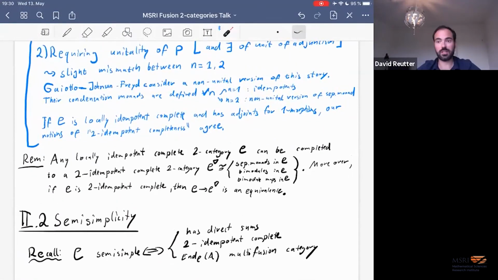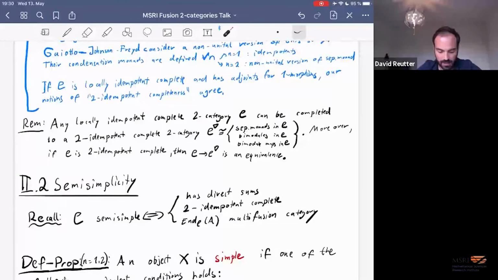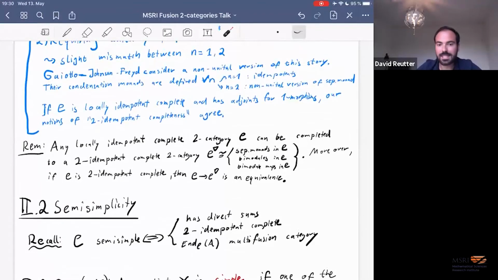So let's briefly recall the definition that we had in an earlier slide. C is semi-simple if it has direct sums, it's 2-idempotent complete, and if the endomorphism of every object is a multifusion category. Right, but if you want to talk about semi-simplicity, one word has not yet appeared, which is the word simple. What does it mean for an object to be simple?